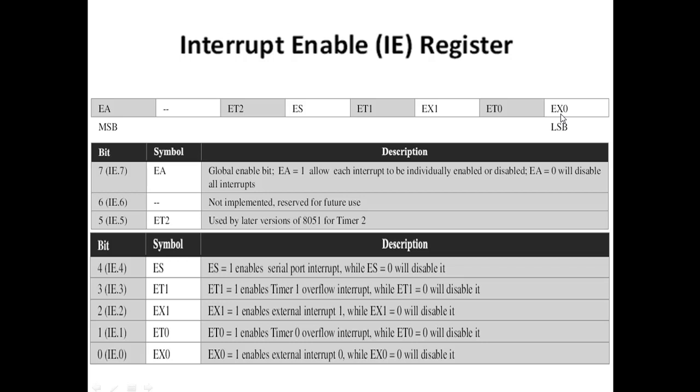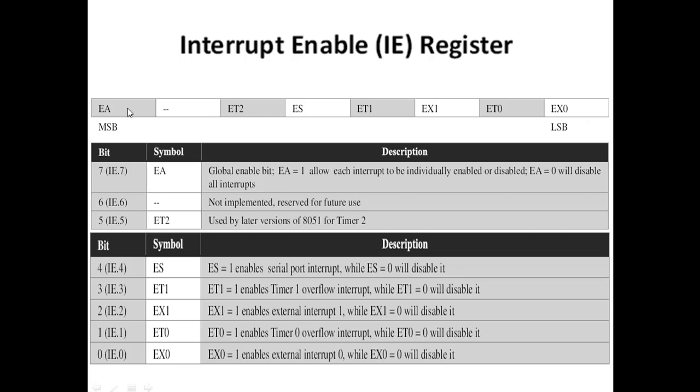For example, I want external interrupt 1. And let us take an example. Here I want to enable external interrupt 1 and disable all the rest of the interrupts. So what I will do is mark EA to be 1 first of all, because I want to enable one of these interrupts. So I will mark EA to 1, EX1 to be 1, because I want to enable this interrupt, and the rest to be 0, right?